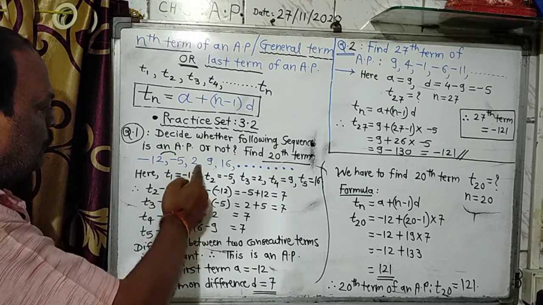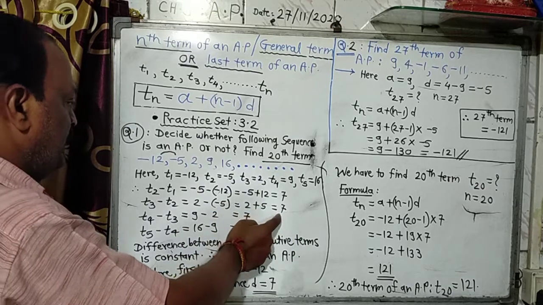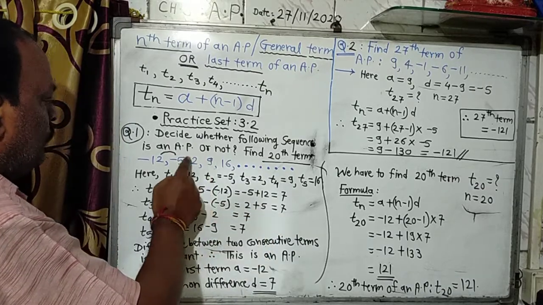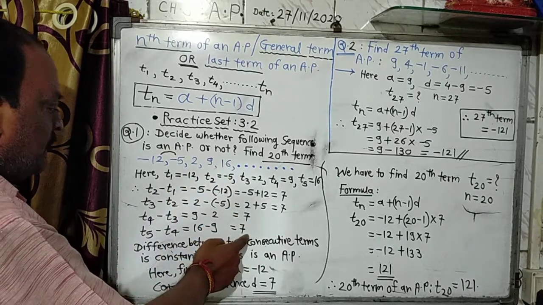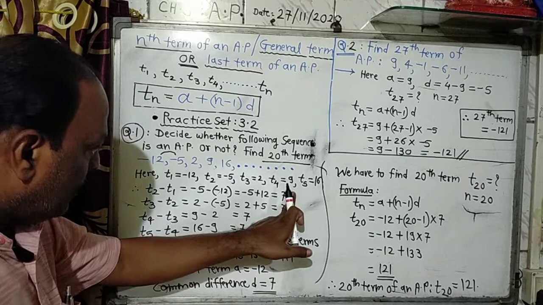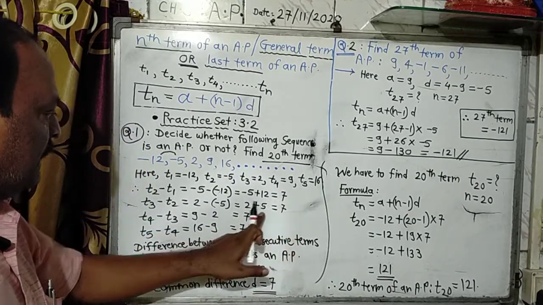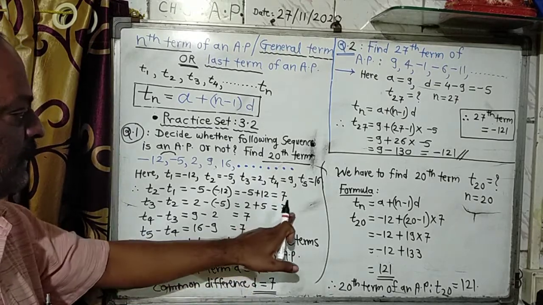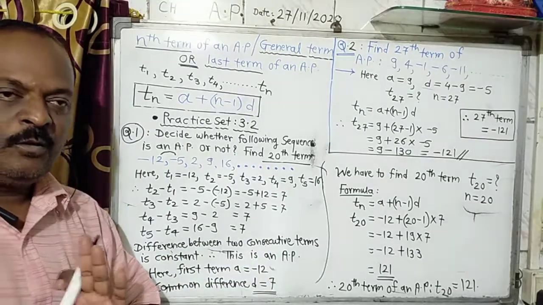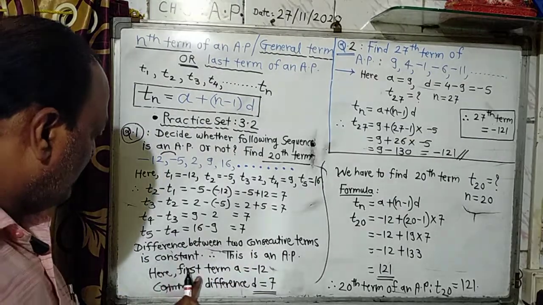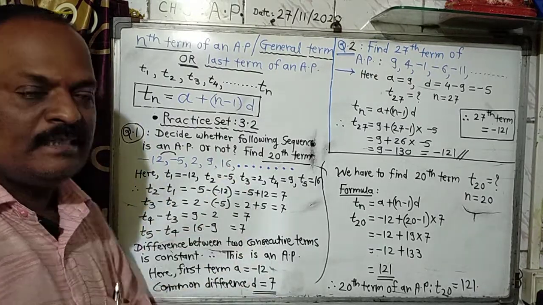T3 minus T2: 2 minus minus 5, so 2 plus 5, which is 7. Similarly, T4 minus T3: 9 minus 2, 7. 16 minus 9, 7. So the common difference between two consecutive terms is constant: 7, 7, 7, 7. Therefore, this is an AP. The given sequence is an AP.